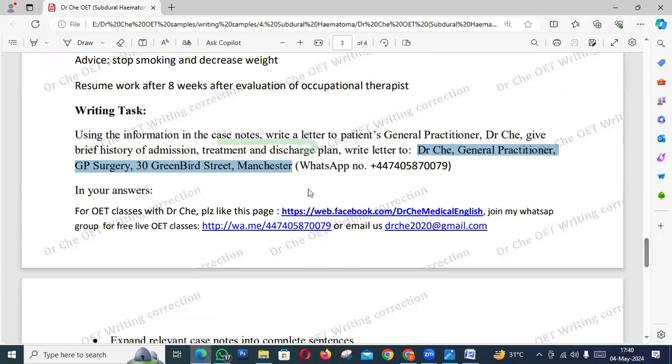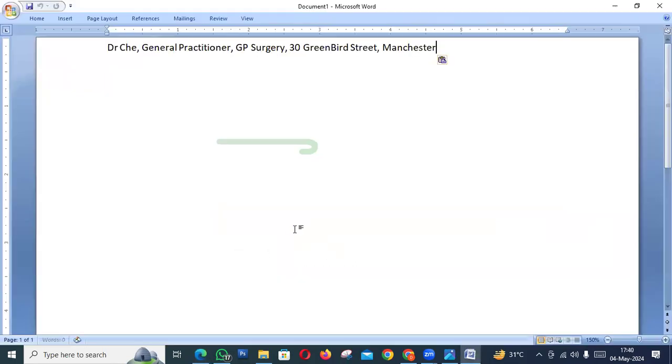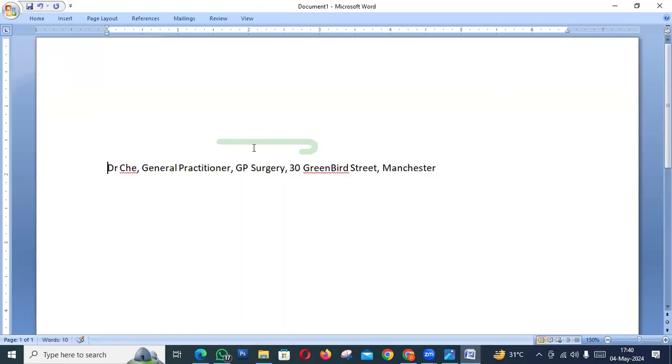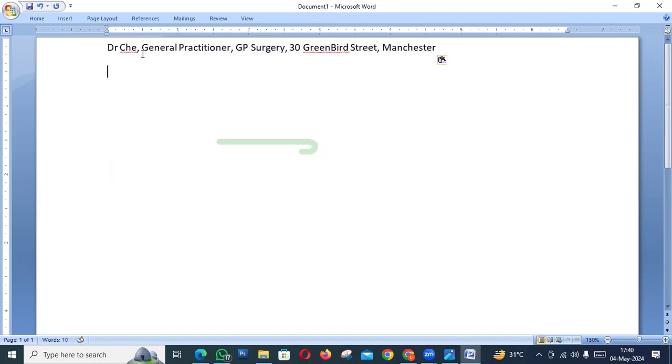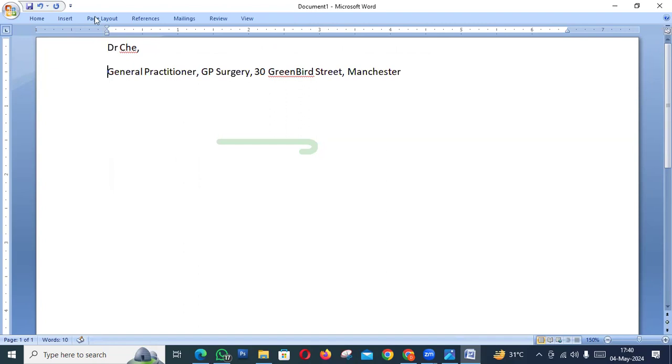We can even, let us try to copy here. Yeah, I was able to copy here. But how will you write this? In the first line, you only need to write the name of the doctor. It could be the complete name.